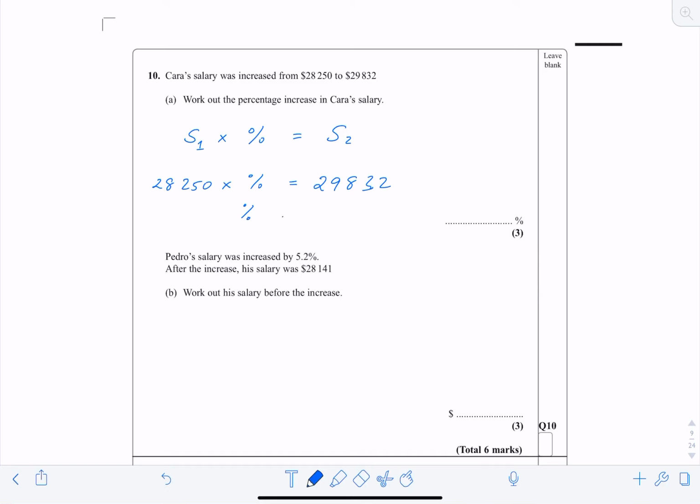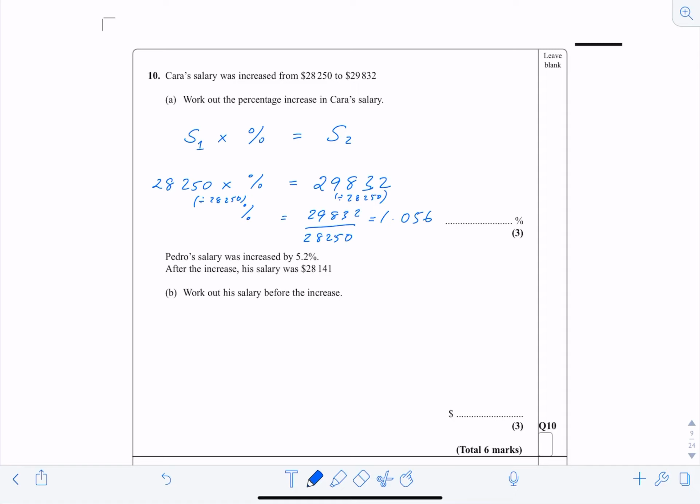This is just an equation which I can solve. My percentage multiplier is going to be, well, I'm going to divide both sides by 28,250, and I'm going to get 29,832 divided by 28,250. What does that equal, kids? I can't do this in my head. Okay, and that equals 1.056.